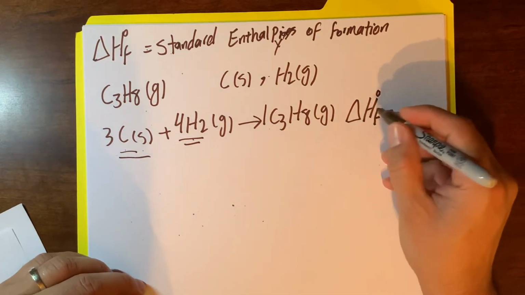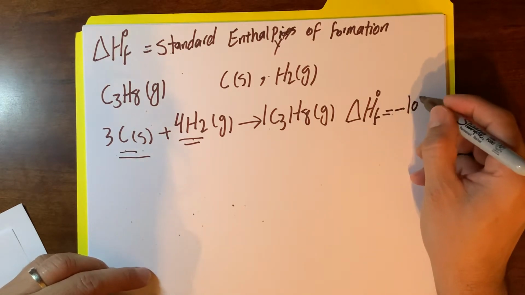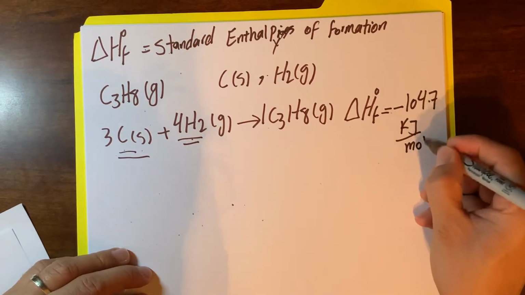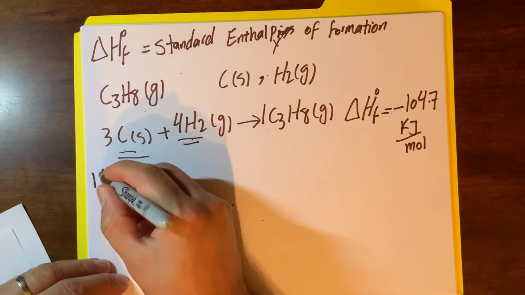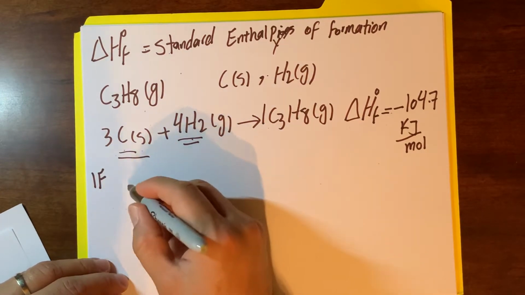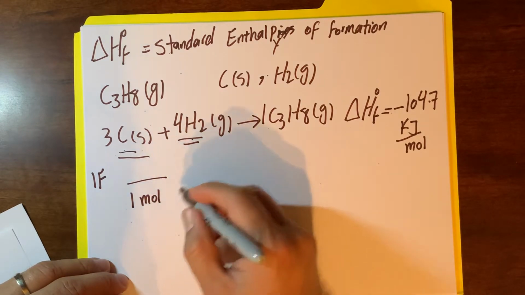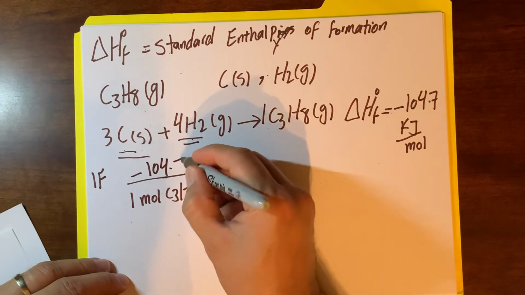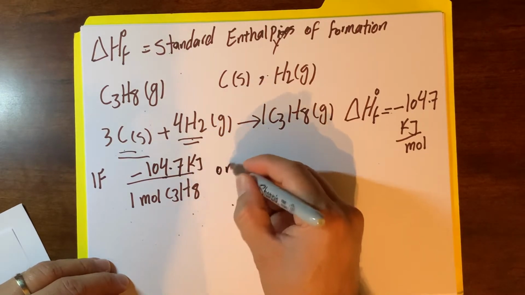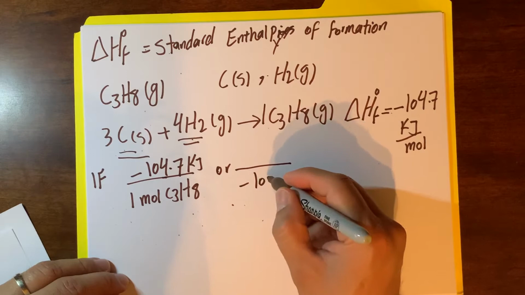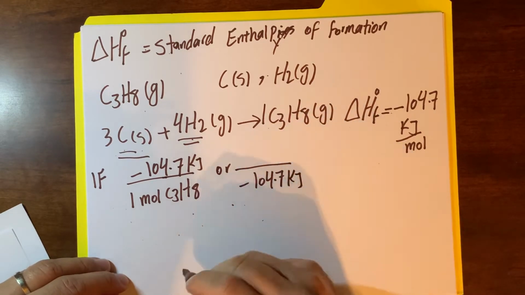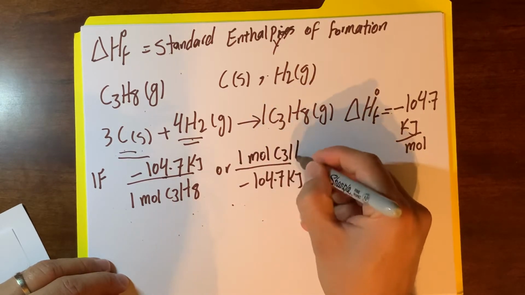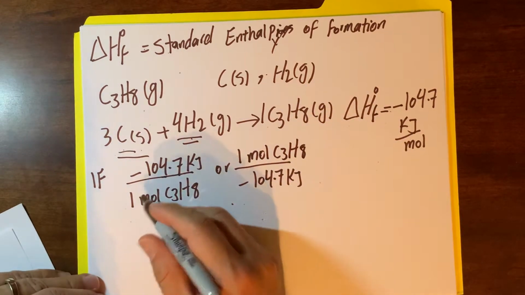Okay. And delta H for this reaction is minus 104.7 kilojoule over mole. Meaning of this number, if I form 1 mole propane, I will get minus 104.7 kilojoule heat. Or when I get 104.7 kilojoule, that means I already formed 1 mole propane.